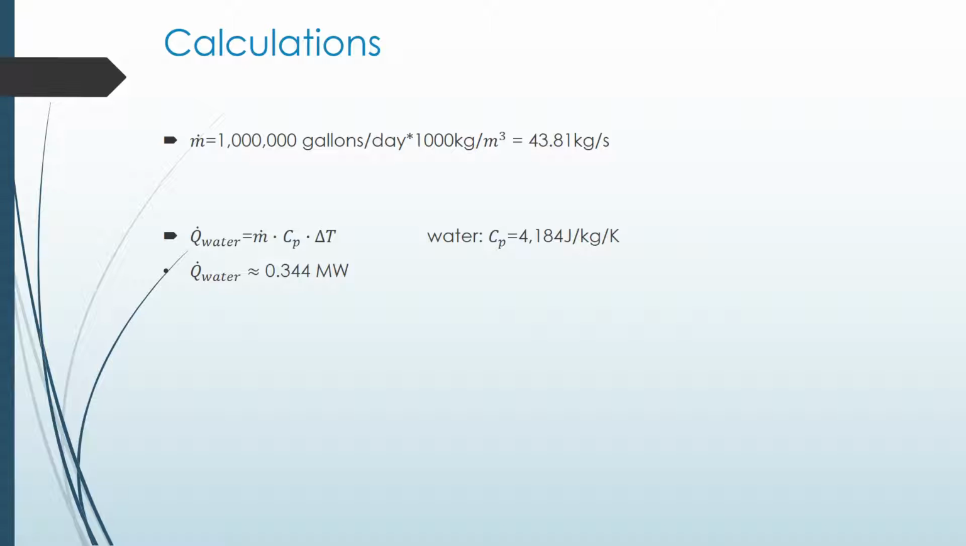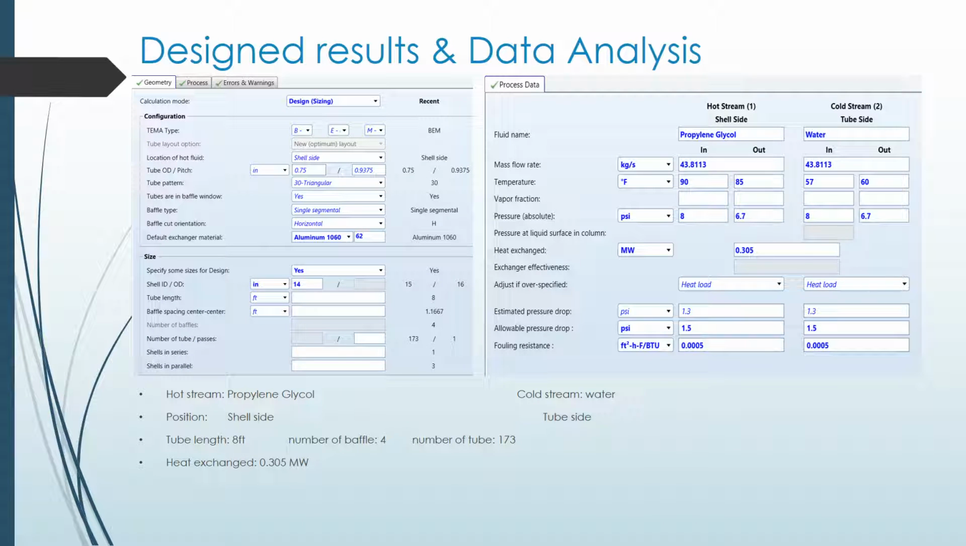This page shows the basic calculation for the analyzed part of designing this heat exchanger. We calculate the volume flow rate of this system. Our group chose a BEM type heat exchanger. The hot stream is propylene glycol, which is on the shell side. The temperature of the incoming hot stream is 90 Fahrenheit degrees and the outgoing is 85 Fahrenheit degrees. The cold stream is water, and the inlet temperature is 57 Fahrenheit degrees. The outlet temperature is 60 Fahrenheit degrees. By using the formula Q equals m dot times Cp times delta T, our team comes up with a result of 0.305 megawatt for the heat exchanger.